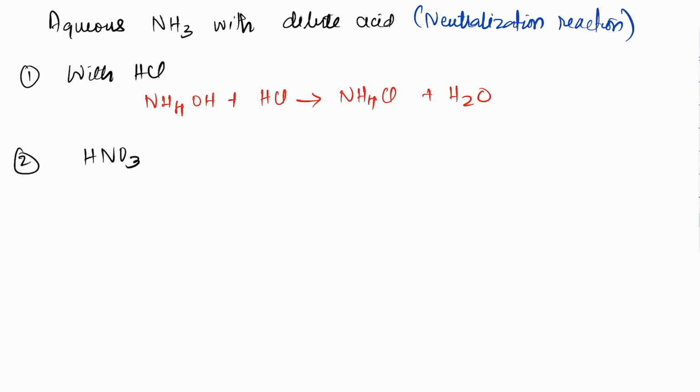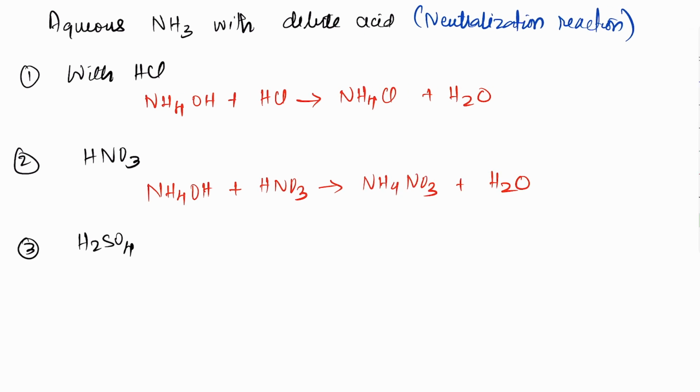Next, with nitric acid, ammonium hydroxide reacts with nitric acid to form ammonium nitrate and water. In case of sulfuric acid, when ammonium hydroxide reacts with sulfuric acid, it forms ammonium sulfate and water. So this completes the lesson.